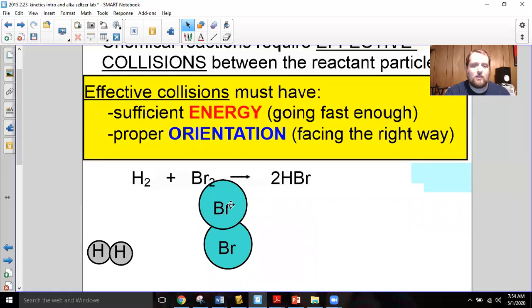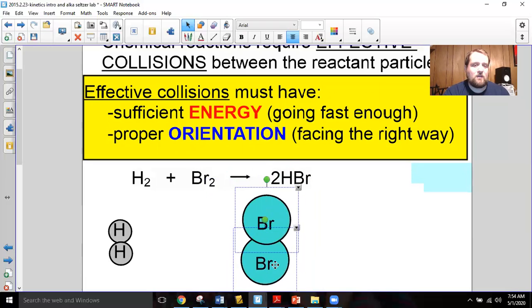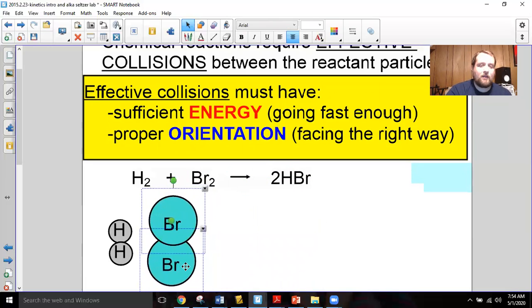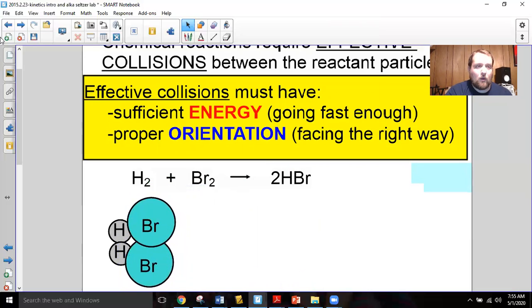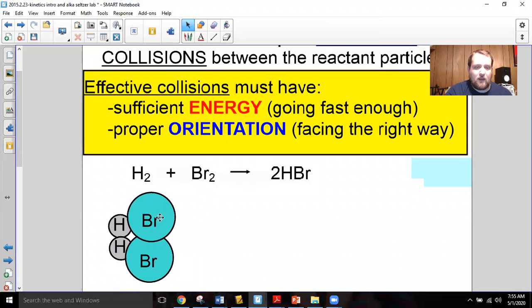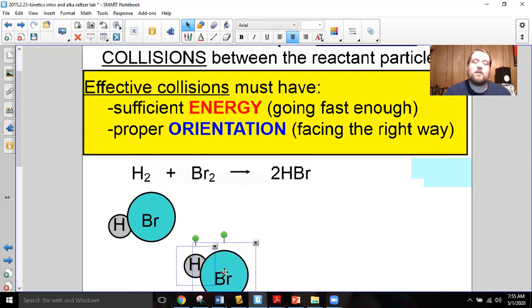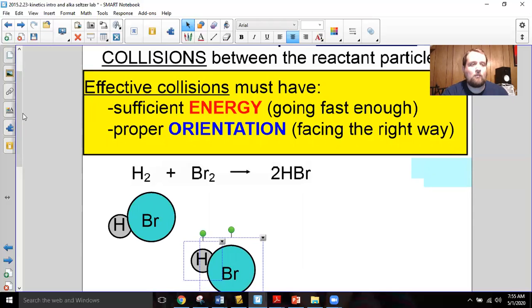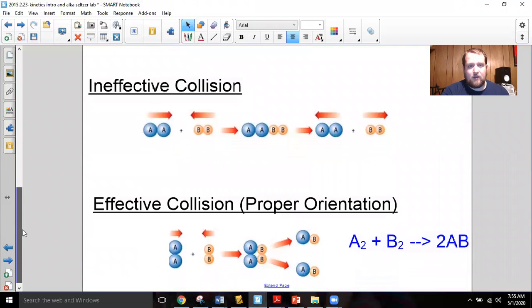So instead of coming at each other from the side, if they both approach each other from this angle, then as this comes in, if it collides with enough energy to break the old bonds, you have the Brs right next to their new partners ready to go. So that when they collide, they can break the bonds between themselves and make new bonds and separate off. And their new partners are right there ready to go. So in your notes, I give you this diagram, and that's what it's kind of meant to show you.